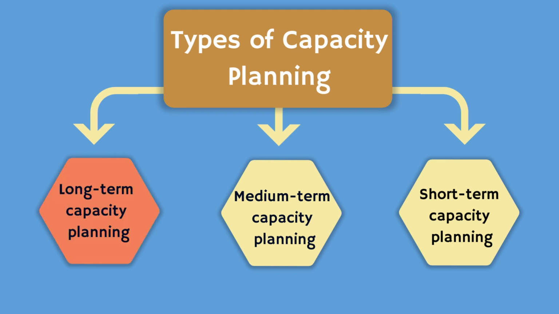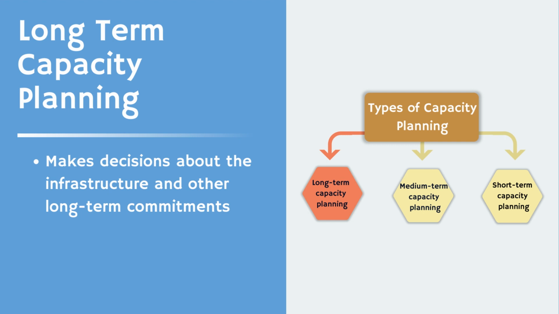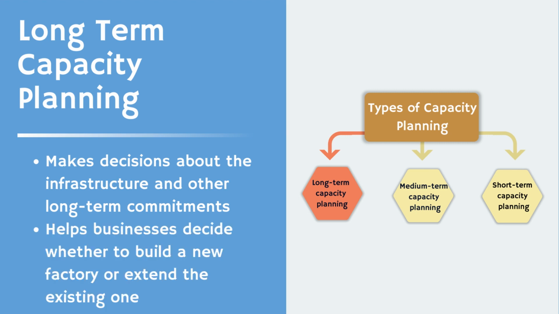Long-term capacity planning is usually carried out for a period of more than 1 year. It involves making decisions about the infrastructure and other long-term commitments. For instance, a business might need to decide whether to build a new factory or extend the existing one.